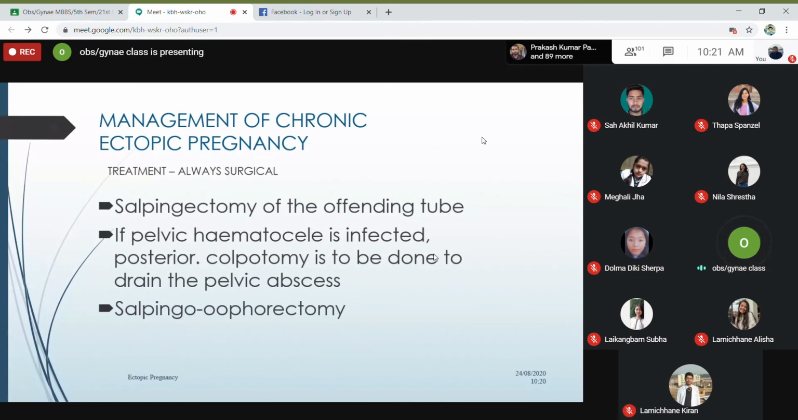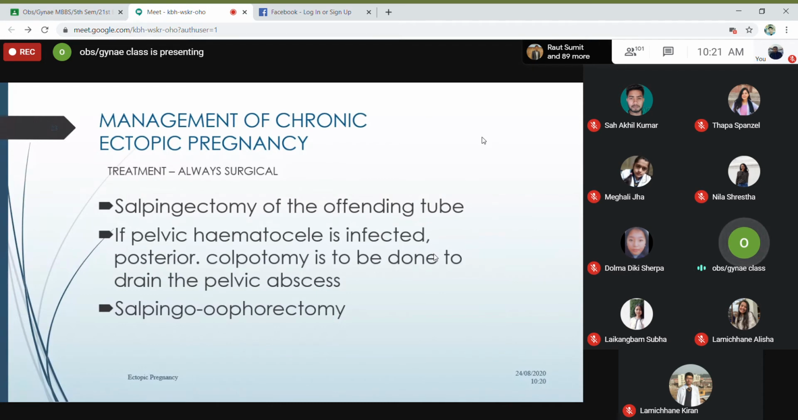Okay, so treatment is always surgical for chronic ectopic also, because there's a mass inside and you have to remove that. So treatment for acute ruptured and chronic is always surgical. That means medical management and expectant management is done for unruptured. Okay, so you got it. For acute ectopic and chronic ectopic, you always go for surgery.